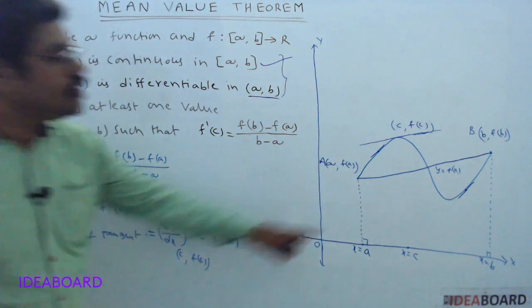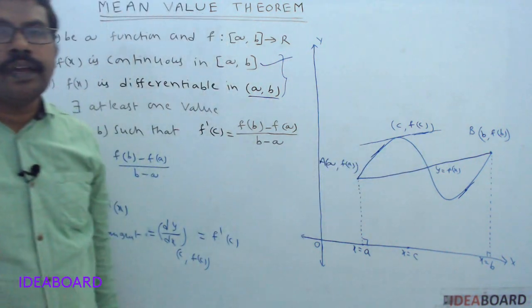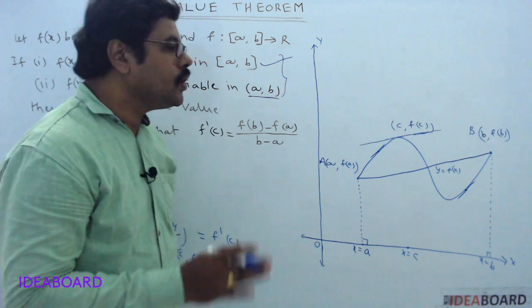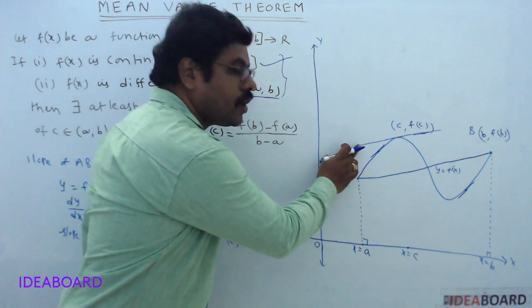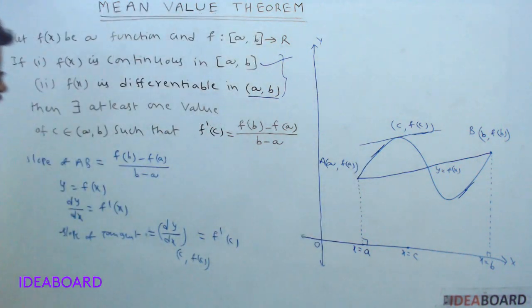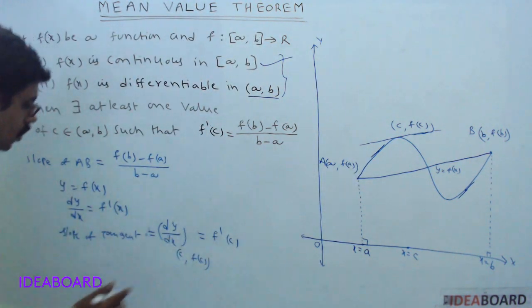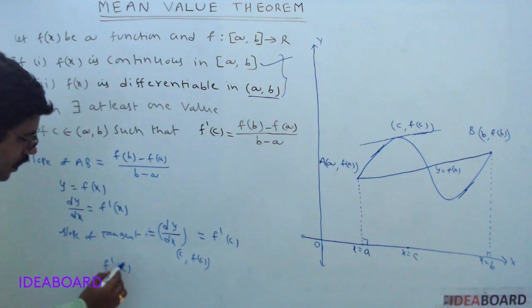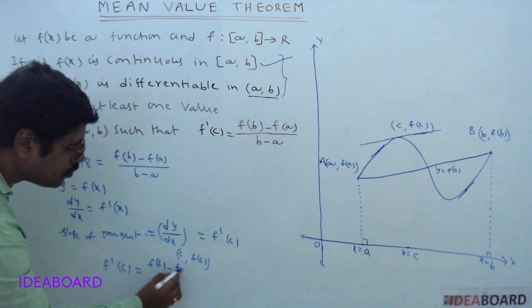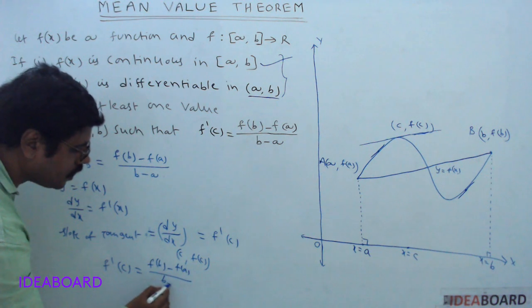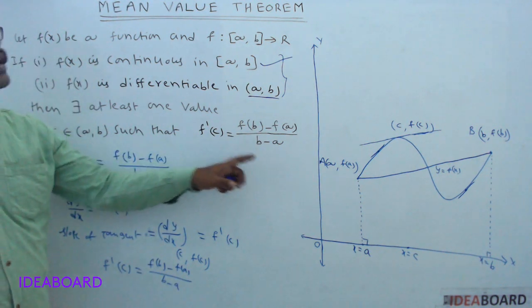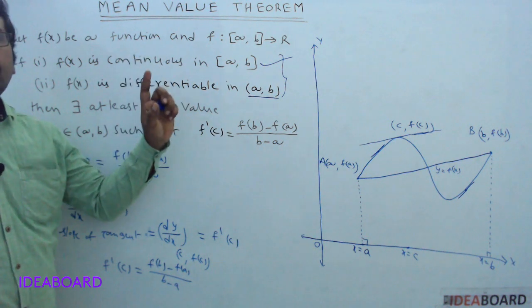This value is the slope of AB. From the diagram, these two are parallel, so you can equate the slopes of the tangent line and this line AB. So by equating these two, we get the condition f dash of c equals f of b minus f of a divided by b minus a, which was the required condition in our mean value theorem.